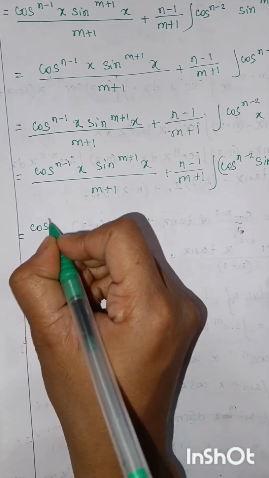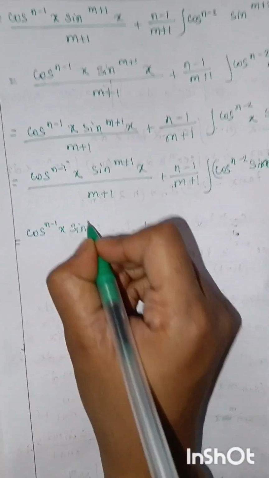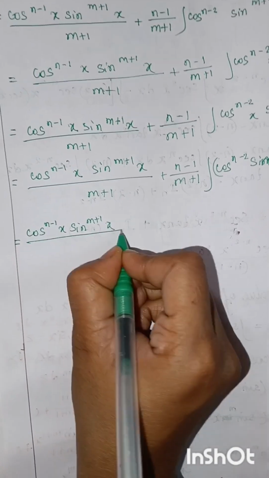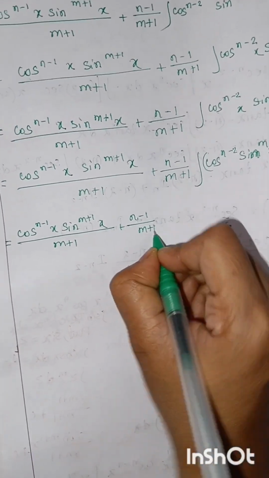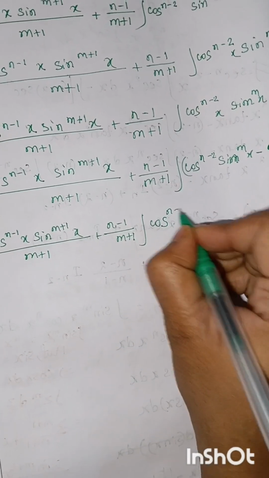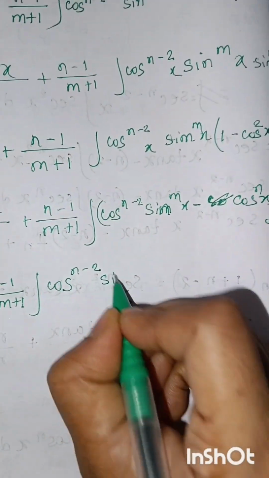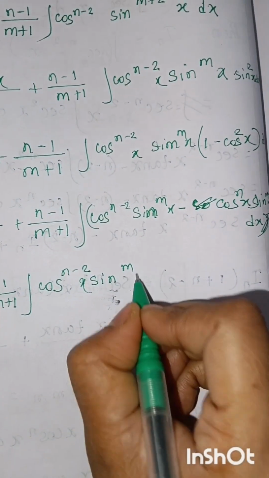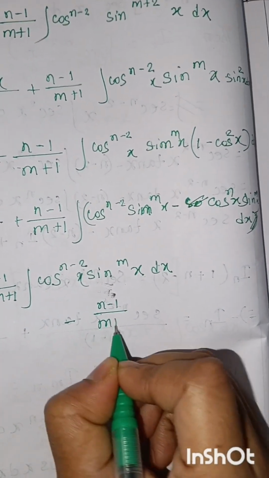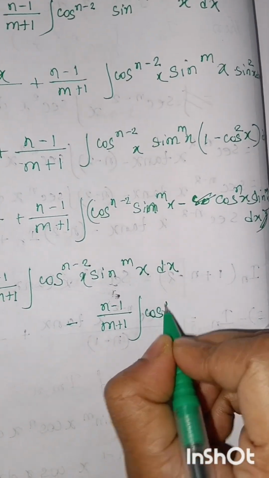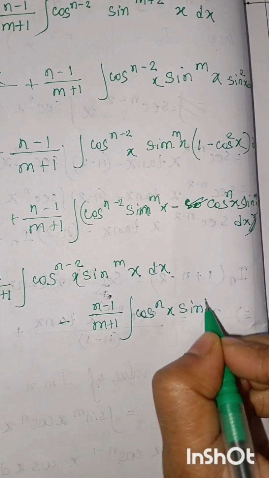Next again cos to the power n minus 1. Actually, the constant part we have to keep writing again and again, okay? Then the part of integration, that is cos to the power n minus 2 x sin to the power m x minus cos to the power n x sin to the power m x dx. So that's the integration.